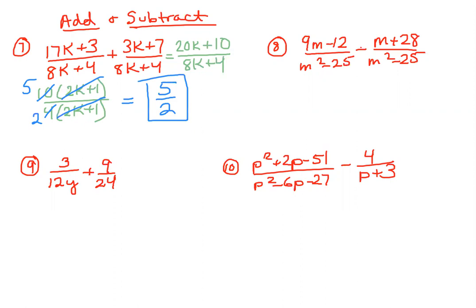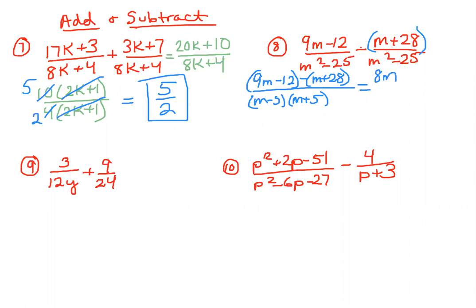All right, here we have subtraction. Remember that it's subtracting this whole thing. So it's 9m minus 12 minus m plus 28 in the numerator. The denominator I'm going to factor here is m minus 5, m plus 5. All right, so this negative has to go to both. 9m minus m is 8m. Negative 12 minus 28 is negative 40. Okay, it's negative 12 minus 28.